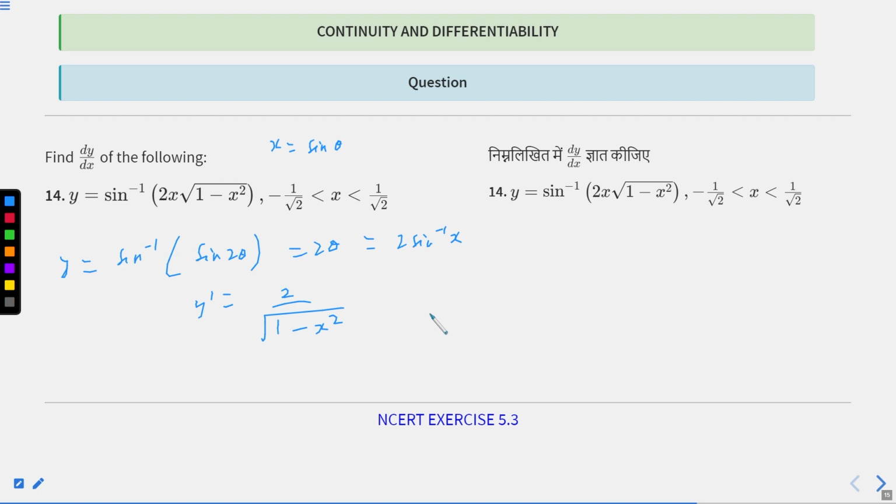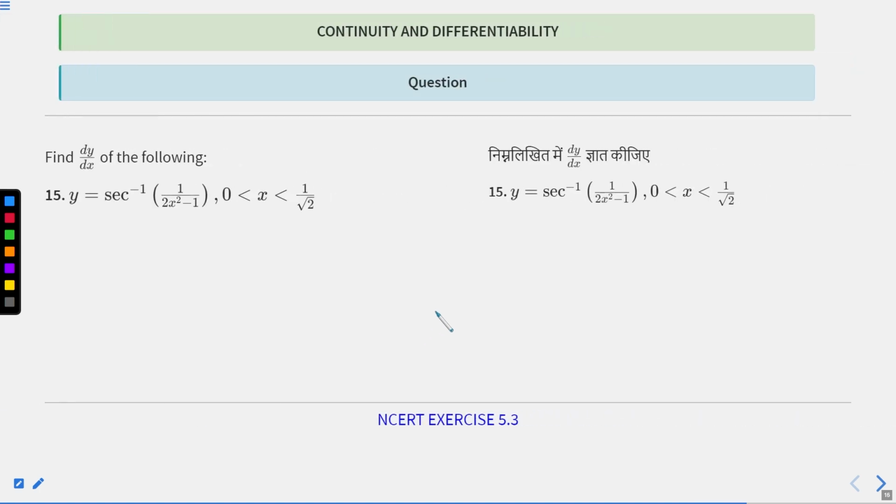Now for the next problem, you can use x equals cos theta. Using this, it will be sec inverse of 1 by (2 cos square minus 1). And 2 cos square minus 1 will be cos 2 theta, so this will be sec inverse of sec 2 theta, which is just 2 theta. This means 2 cos inverse x, and derivating it you will have minus 2 over root of 1 minus x square.